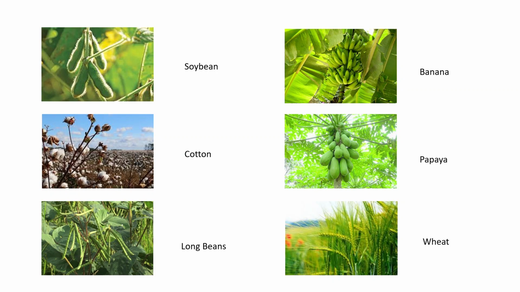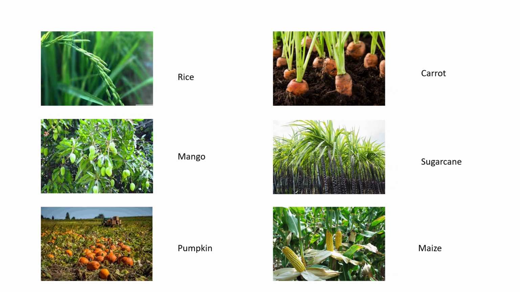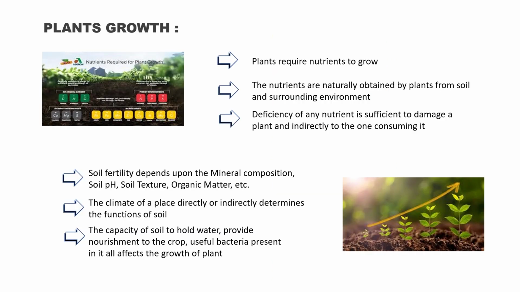There are a lot of crops grown by the farmers on a large scale. The growth of crops depends upon various factors, the most important factor being the fertility of the soil. The soil fertility depends upon the mineral composition, the pH, the soil texture and organic matter. Of course, these factors vary according to the crop grown on the field.